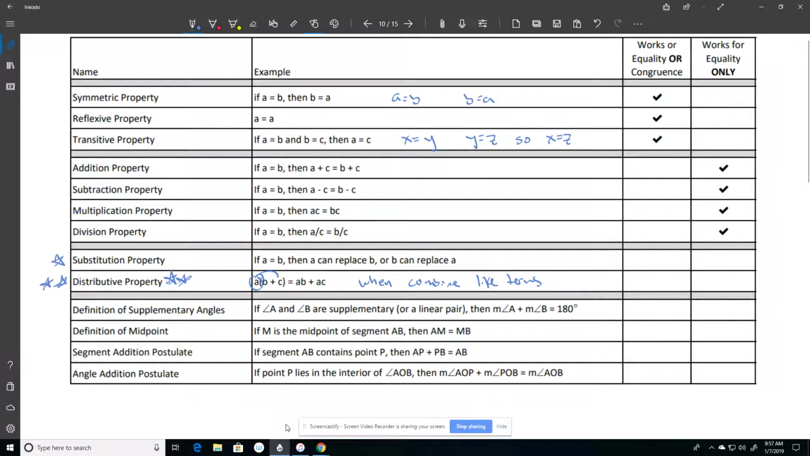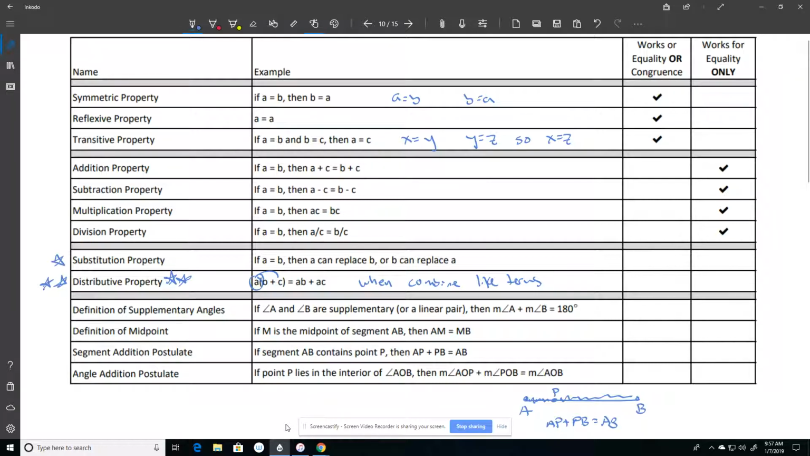Definition of a midpoint: if M is the midpoint, then the two segments on the other sides of the midpoint are equal to each other. Segment addition postulate. Sometimes this one's easier to see with a picture. If I have a segment AB, and I have a point P in the middle, the segment addition postulate says that segment AP added to segment PB equals the big segment.